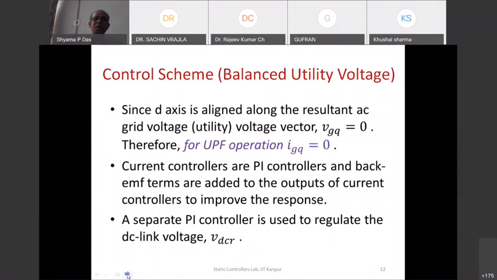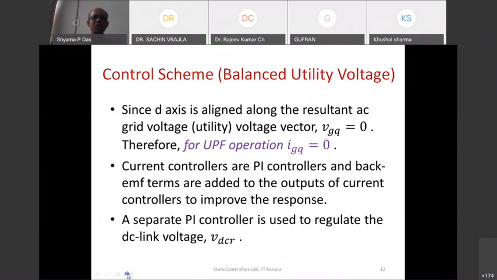Now, what is the control objective? The control objective is the following. What we want is that the input power factor should be unity. So what we do here, we align the d-axis along the resultant voltage vector. Now, when we align the d-axis along the resultant voltage vector, the q-axis voltage becomes equal to 0, which is very natural because dq are orthogonal to each other. So if we align the voltage along the d-axis, the q voltage will be equal to 0.